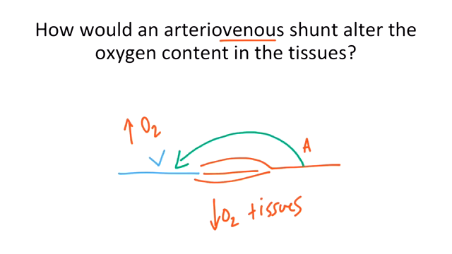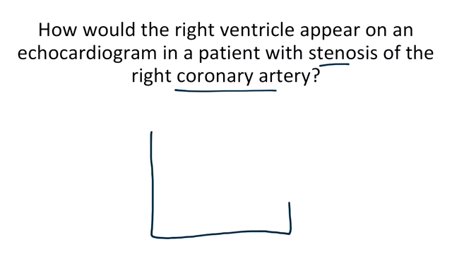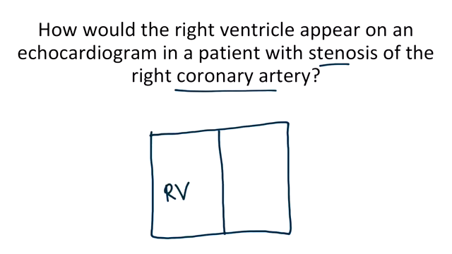Okay, let's do another question. How would the right ventricle appear on an echocardiogram in a patient with stenosis of the right coronary artery? Recall that an echocardiogram is just an ultrasound of the heart, and it can be helpful in viewing how the heart is contracting. I'll draw out a cross-section of the heart so we can see the right and left ventricles. So this will represent the right ventricle. This will be the left ventricle. This is the anterior portion of the cross-section, and this is the posterior portion of the cross-section.